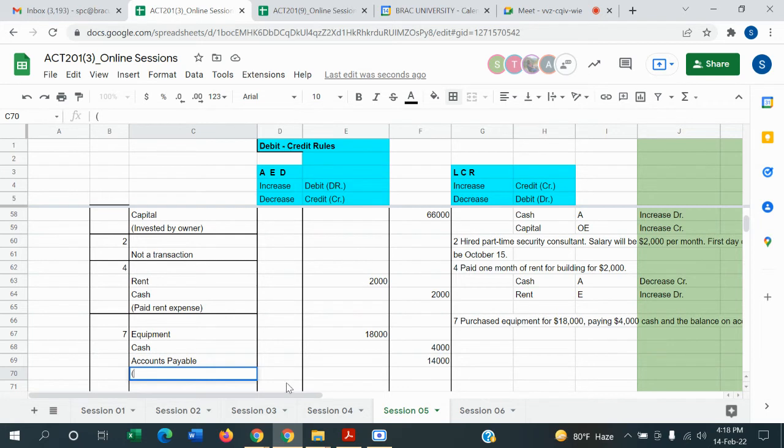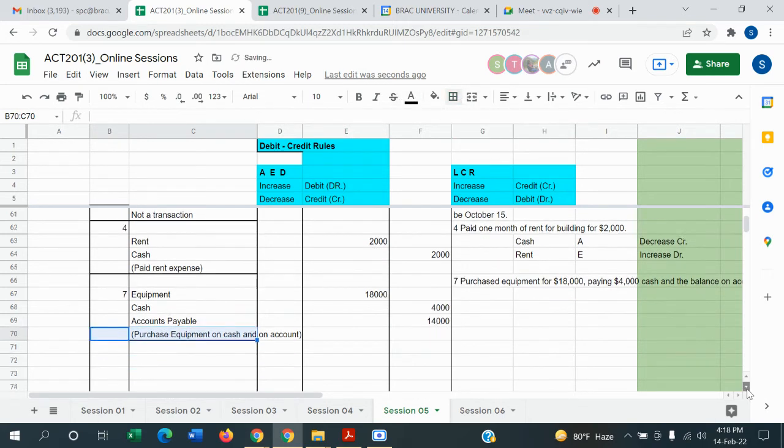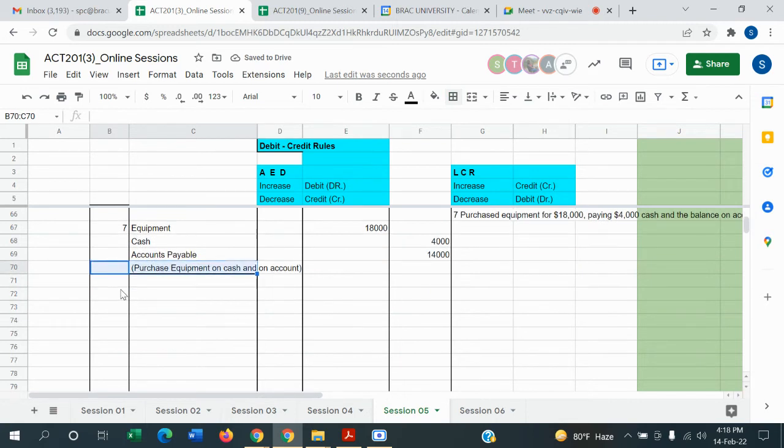So how can we write the explanation? Purchased equipment, paid cash and the balance on account. Okay. Sir, feel free to share your views if you have any confusion. We can spend more time to clear your views.